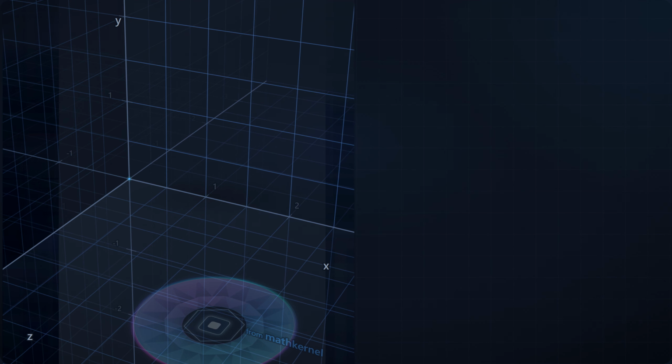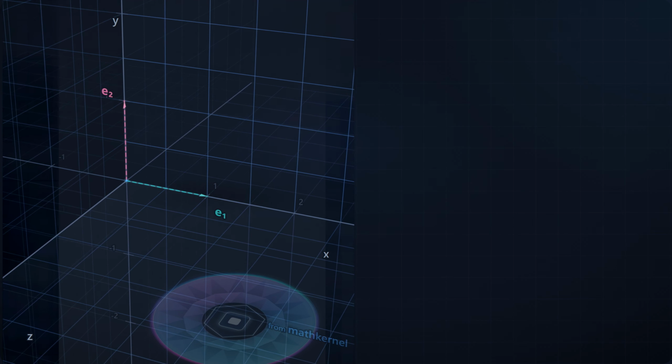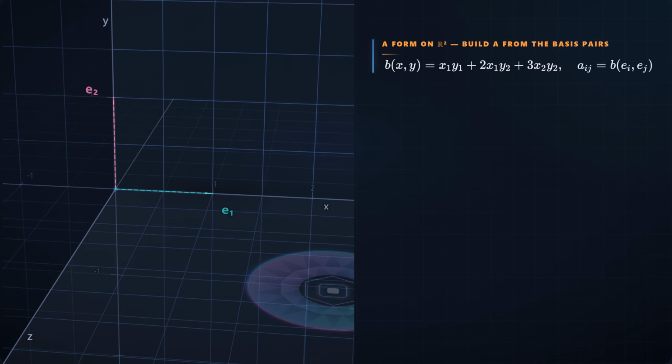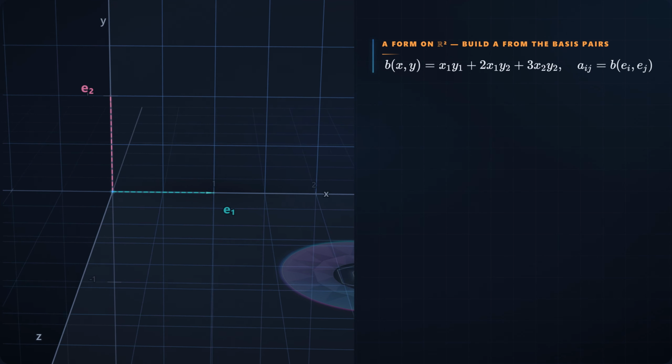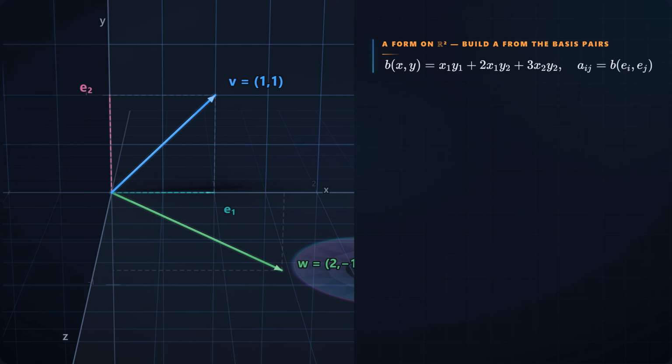Let's make all of it concrete. Take the form on the plane given by x1 y1, plus 2 x1 y2, plus 3 x2 y2. To find its matrix, just evaluate on the four basis pairs. So each entry is B of Ei with Ej. I read the coefficients straight off the formula?